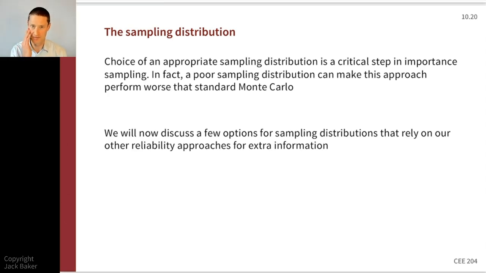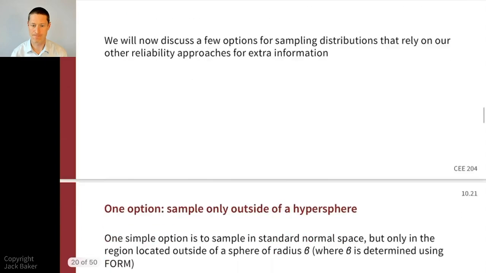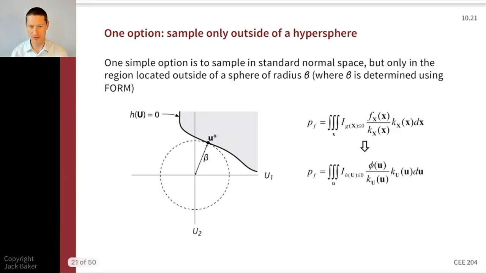So the whole strategy is really predicated on us getting a good sampling distribution. Let's talk about that a little bit in the following slides here. And the goal here is let's try to get more failed samples and not waste our time sampling a bunch of safe cases. And we'll just use that importance sampling distribution to sort it out.